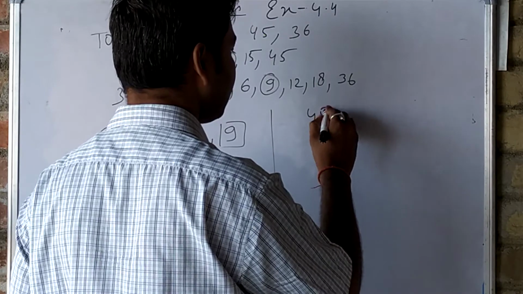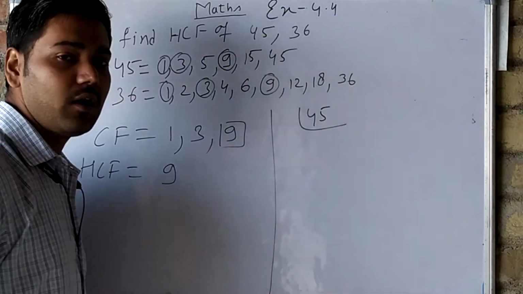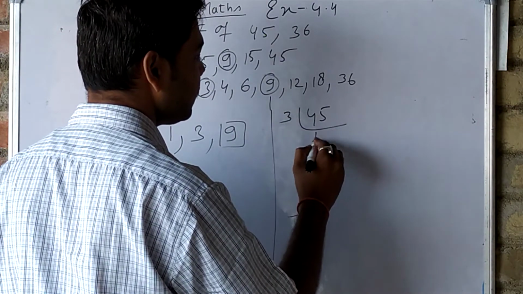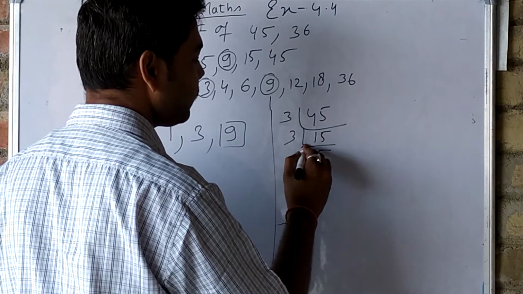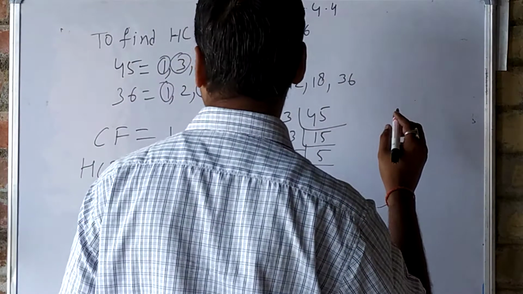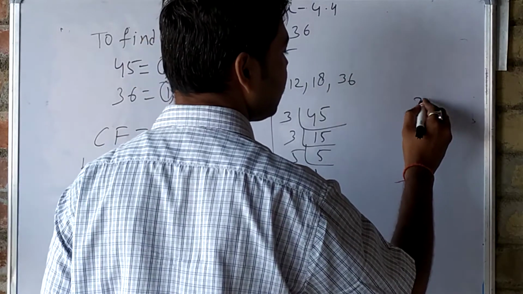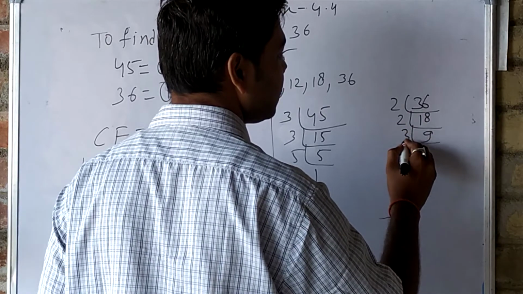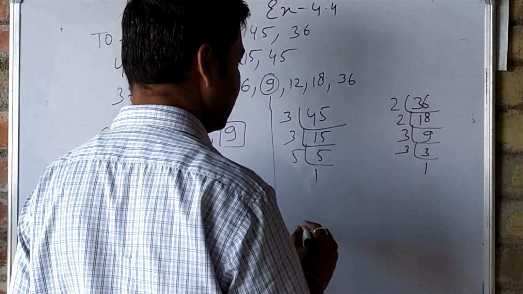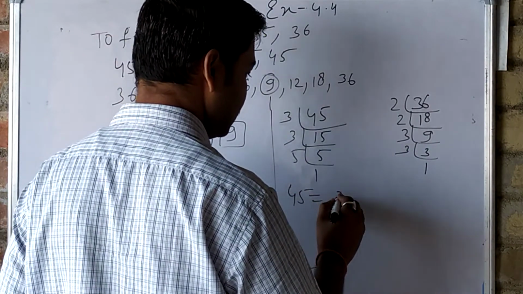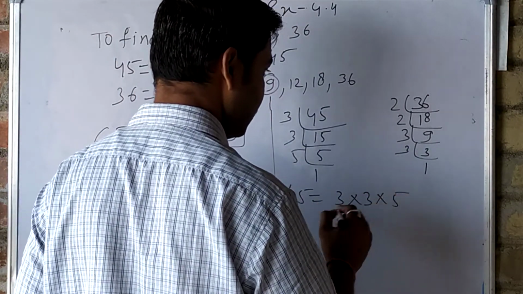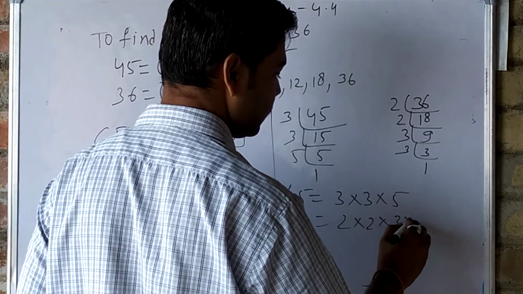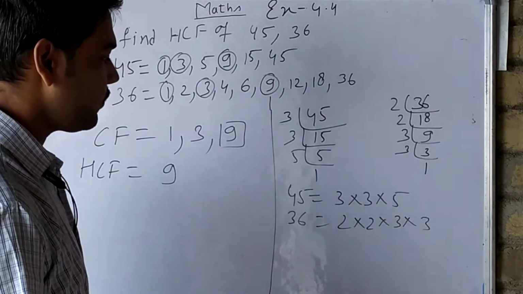What we have to do? We have to find the factors of 45 first. This is an alternative method that I have already explained. We will try with 3: 3 15s are 45, 3 5s are 15, then 5 1s are 5. Now with 36 we will try: 2 18s are 36, 2 9s are 18, 3 3s are 9, 3 1s are 3. Then 45 we will write as 3 into 3 into 5, and 36 we will write as 2 into 2 into 3 into 3.